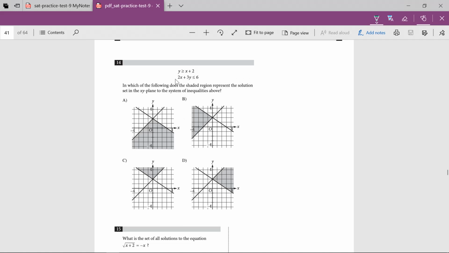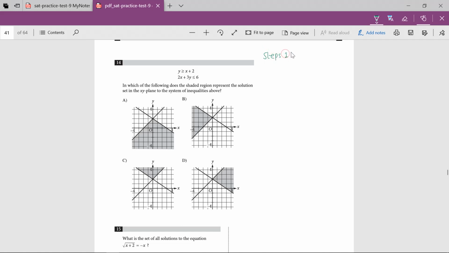If I look at this question, I see that they have given y is greater than or equal to x plus 2, and then another expression which says 2x plus 3y is less than or equal to 6. It asks in which of the following does the shaded region represent the solution set in the xy plane to the system of inequalities above. So basically we have these two inequalities, and the question is asking which graph shows the solution. All right, so what are the steps to go about it?